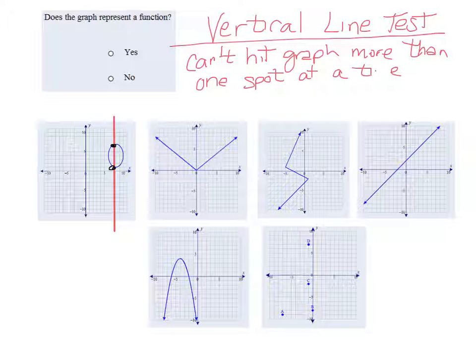Those 2 points would be on top of each other. That could not be a function. So this one, I would say, is not a function. All right, let's take that vertical line and keep going.